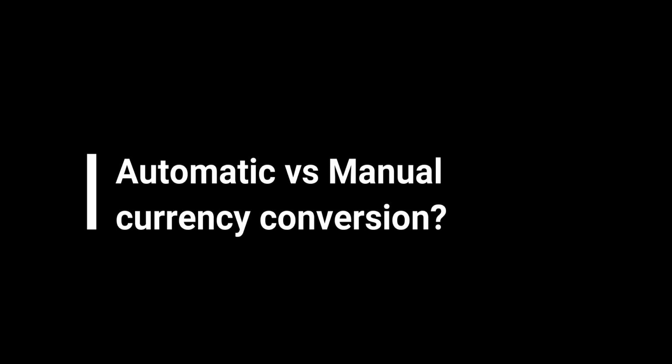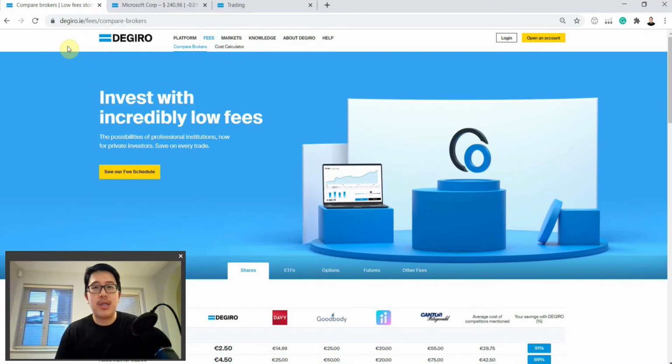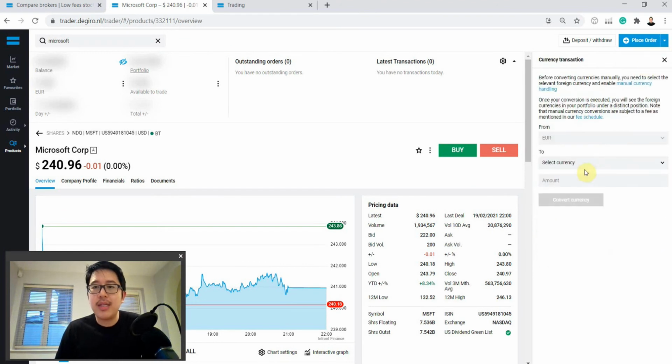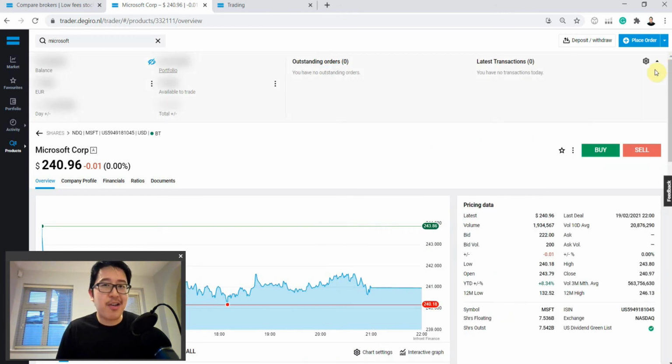So what's the difference between automatic currency conversion and manual currency conversion? By default, your account uses the automatic function. I'll just show you here right now. When you click here, currency transaction, you have the option to convert your currency automatically or manually. By default, it uses the automatic function. What this means is that when you buy shares denominated in a different currency from your home currency, they automatically convert the currency for you. Your home currency could be euros and you want to buy US shares. They will convert the euro amounts to USD and then buy the US shares.